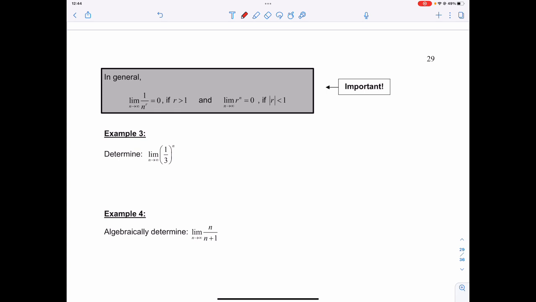In general, the limit as n approaches infinity of 1 over n to the power of r is going to equal 0 so long as my r value is greater than 1. If I have an r value that's less than 1, it's not going to hold true in the same way. At the same rate, the limit as n approaches infinity of r to the power of n is also going to equal 0 if the absolute value of r is less than 1, or we could say that if negative 1 is less than r, which is less than 1.